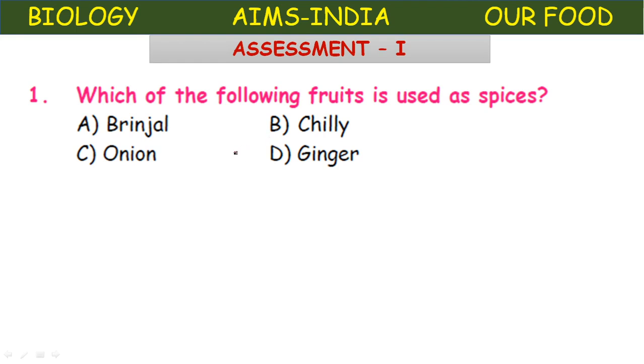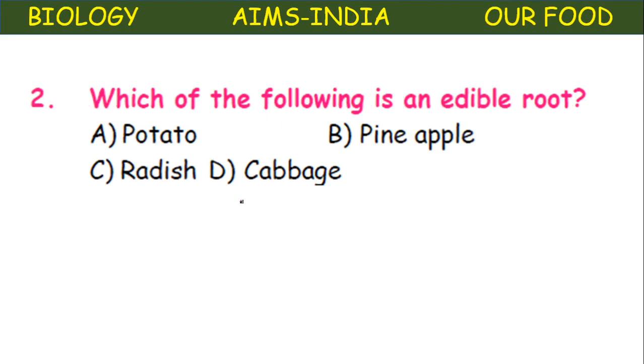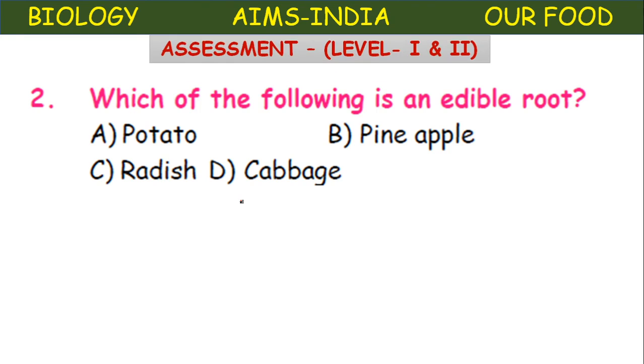Which of the following fruits is used as spices? Brinjal, chili, onion, ginger. Which is used as spice? Chili, red chili and green chili, which is used as a spice. Which of the following is an edible root? Potato, pineapple, radish, cabbage.